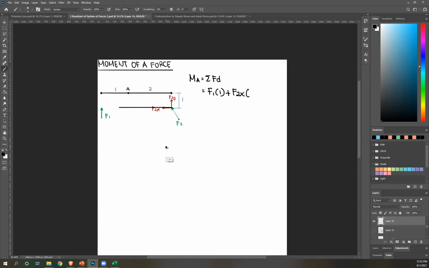And then lastly, F2y. Once again, rotate F2y about A. You have this, and that's counterclockwise, so minus F2y. Extend this line of action. This is your perpendicular distance, and that is 2 times 2. And that's how you create the equations.